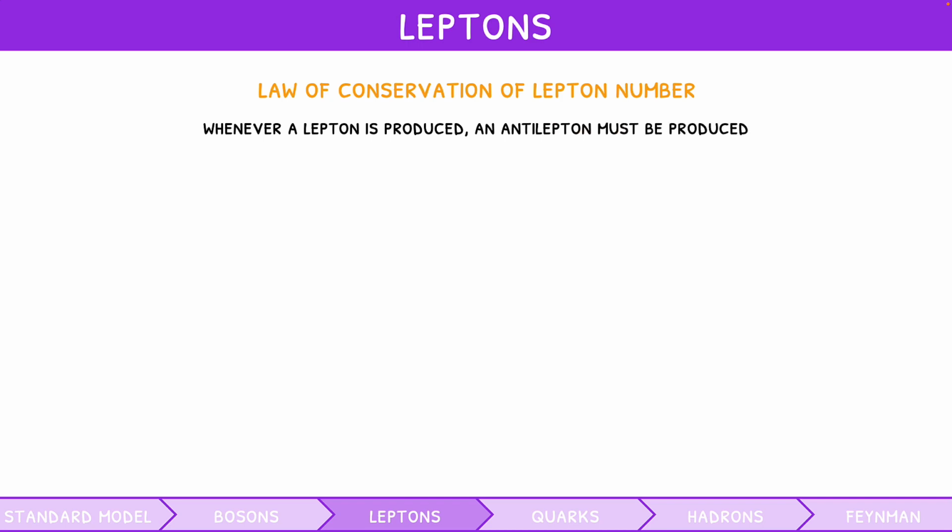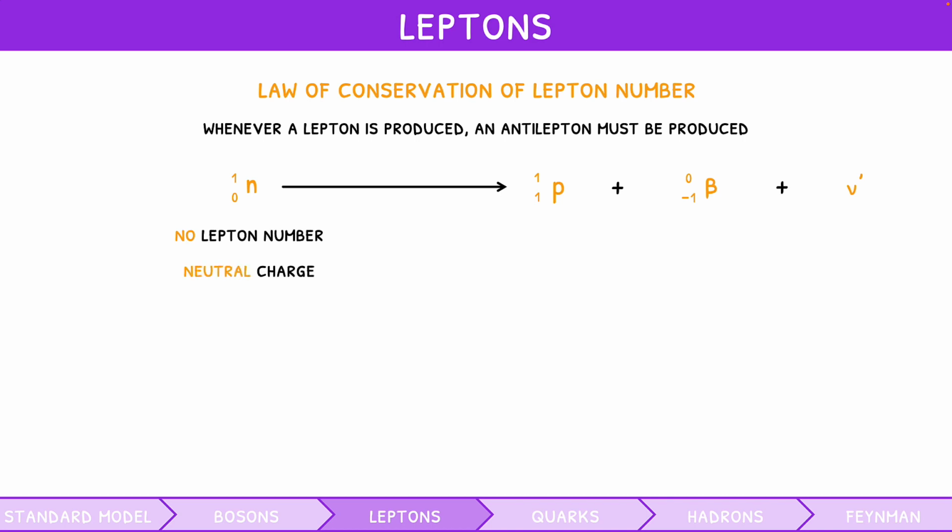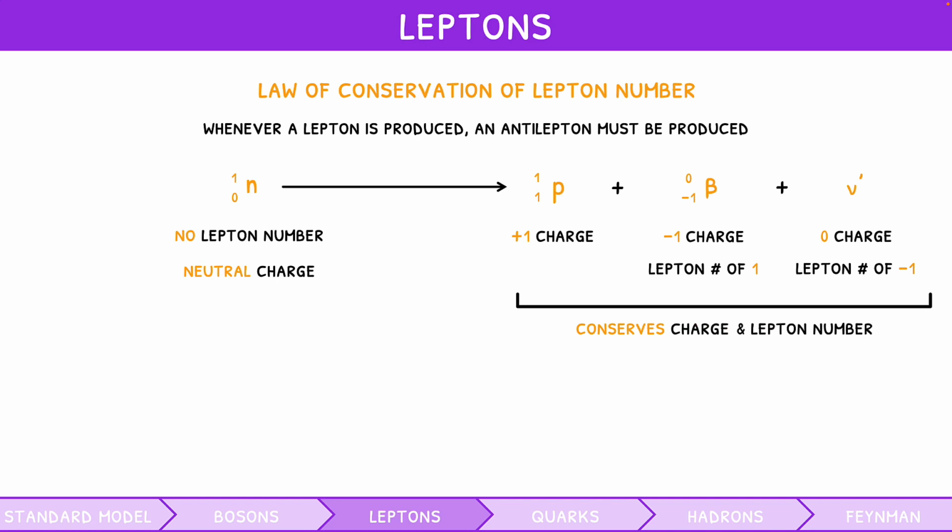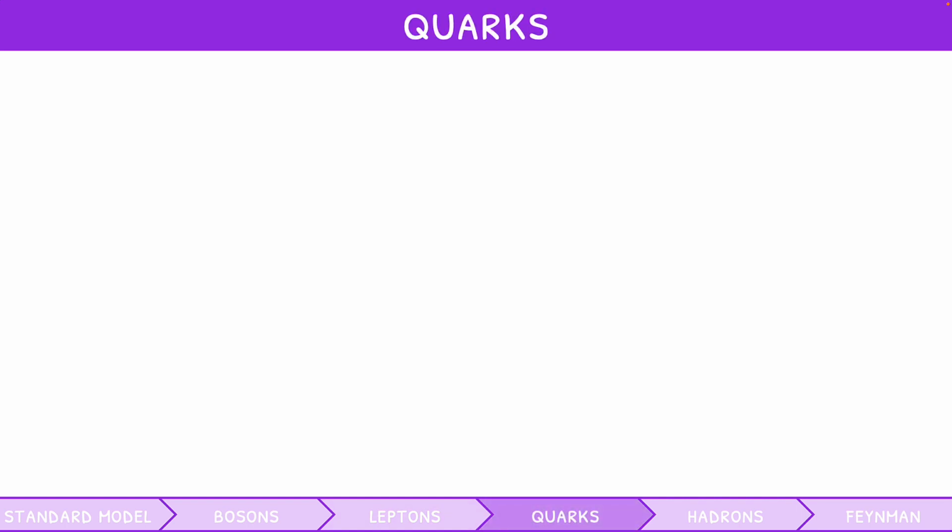For example, remember the beta decay equation, where a neutron converts into a proton and emits an electron and an antineutrino. So, on the left side, there is only a neutron, which has no lepton number and a neutral charge. When it becomes a proton, the charge on the right-hand side becomes +1. This is balanced out by the electron's -1 charge. But the electron carries a lepton number of 1. As such, an antineutrino with a lepton number of -1 and a charge of 0 is also emitted to conserve lepton number during the decay. With leptons covered, let's look at the next fermion group, quarks.